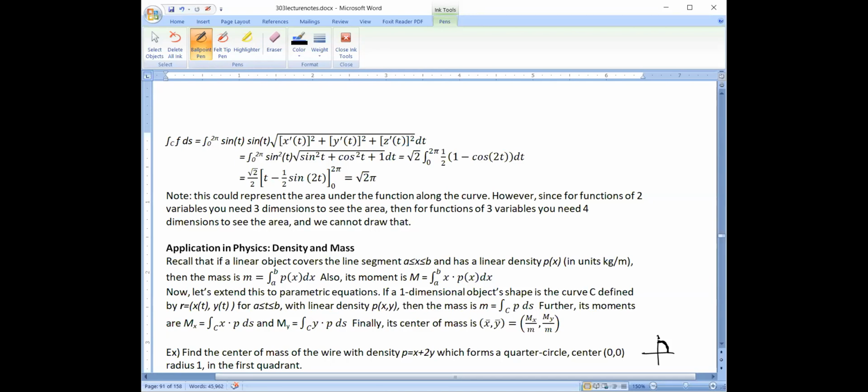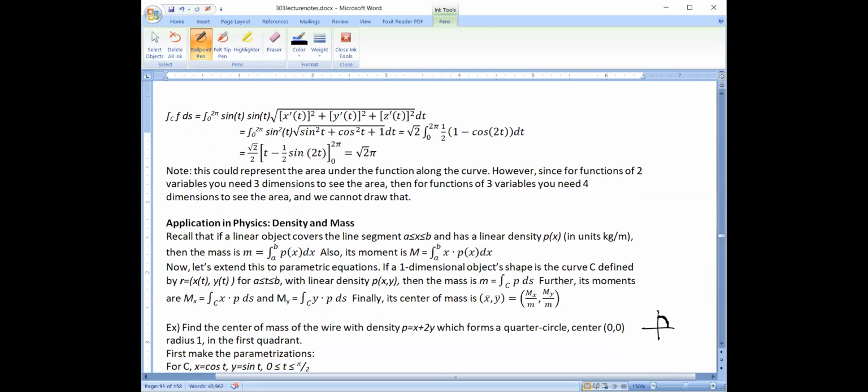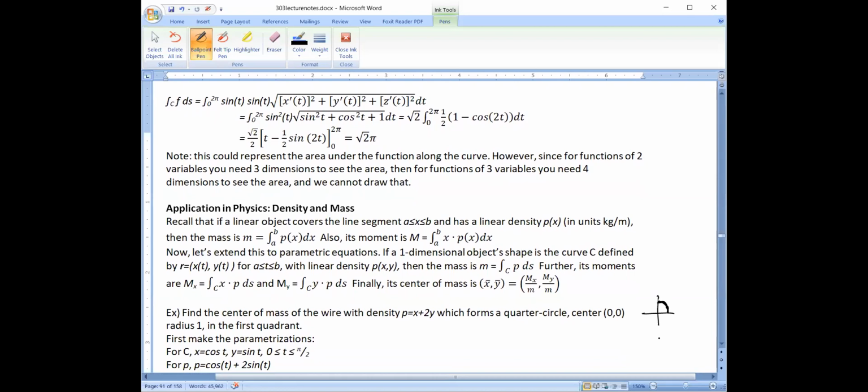So first of all, we know our basic formulas. We need to make our parameterizations. So first, parameterize your curve. It's a circle, center 0, 0, radius 1. So the parameterization for that is just x equals cos t, y equals sine t. And we just want the quarter circle in the first quadrant, so t goes from 0 to pi over 2. Next, parameterize the function. We now know what x and y are. Therefore, p equals cos t plus 2 sine t.